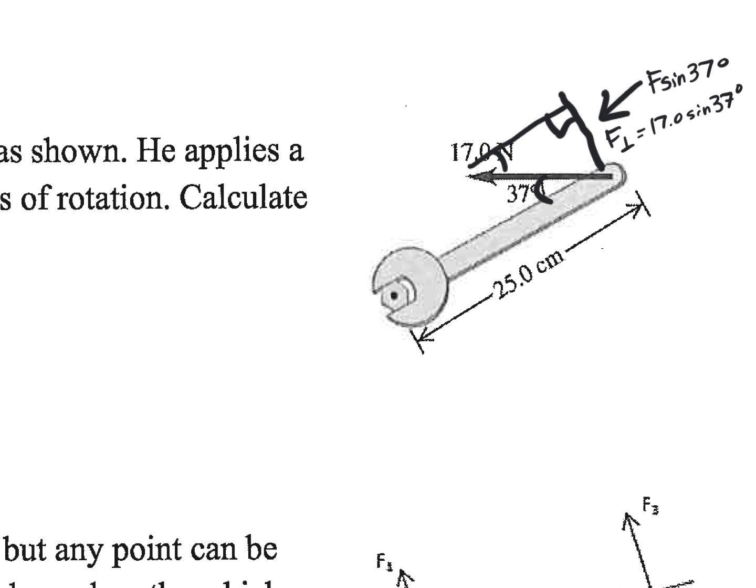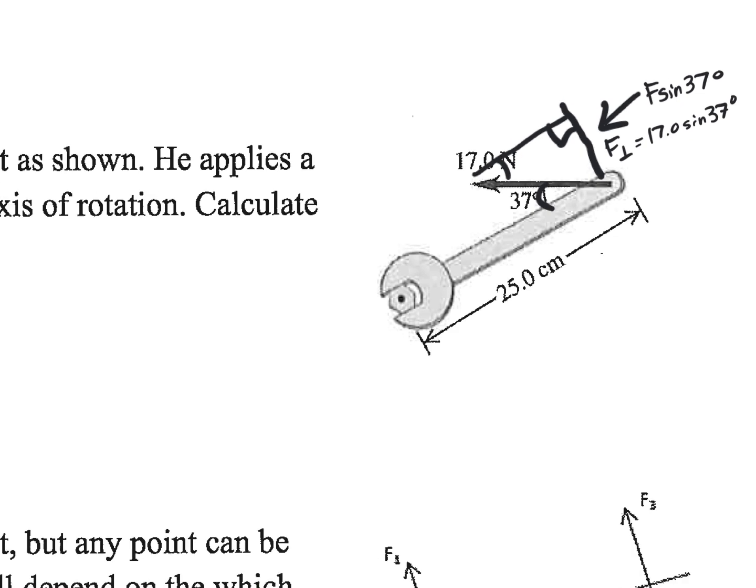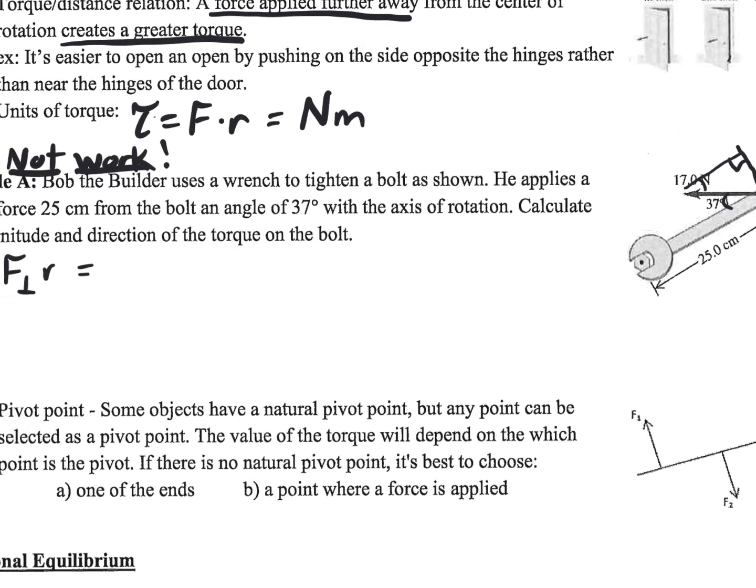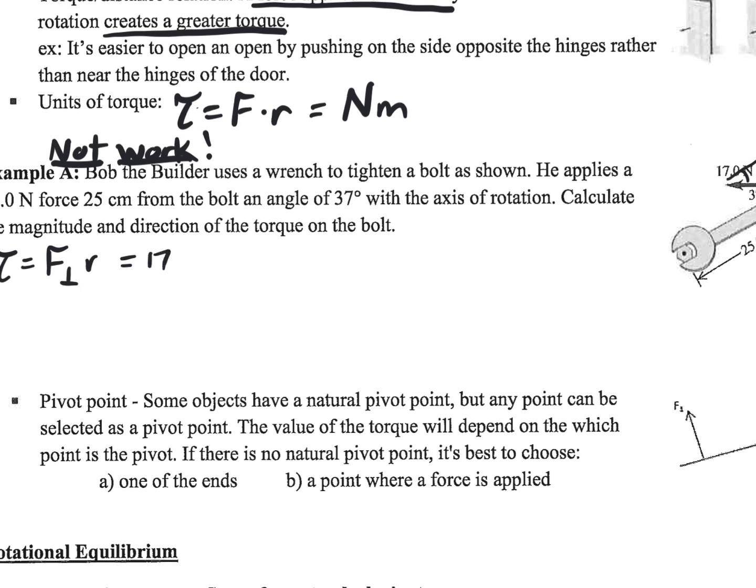So if we're given that it's not perpendicular, then we have to do the sine of the angle with the axis of rotation. So now what we have to do is plug it into that very simple formula, F perpendicular R. So F perpendicular is 17 sine 37, right? So this is 17 sine 37 degrees times the distance, 25 centimeters. That would be what, 0.25 meters? And then we just work it out.